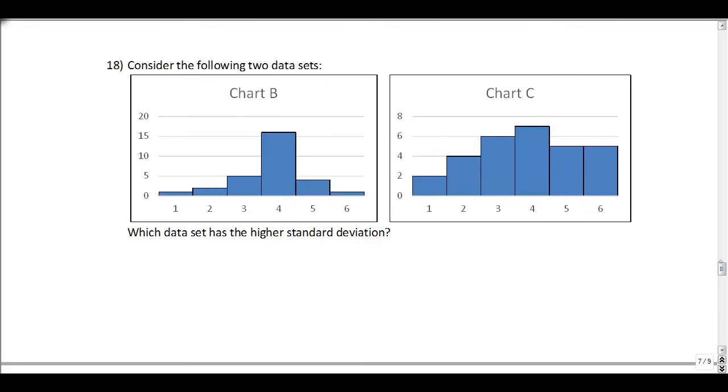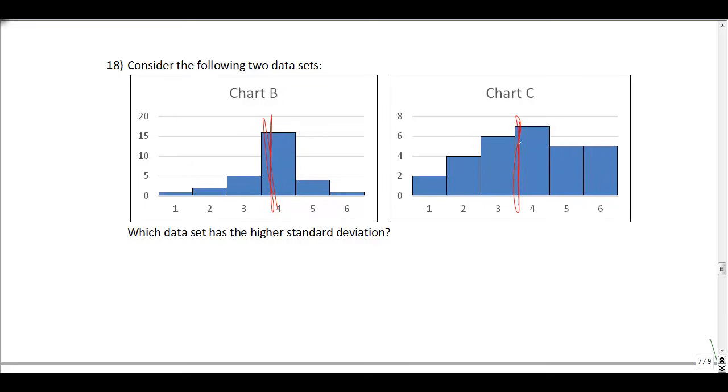Okay, same vein here. We've got 2 data sets, chart B and chart C. Which data set has the higher standard deviation? So if we look at these, really, our standard deviation should be sort of an average-ish distance from the mean. So if I was going to guess the means here, probably something like 4-ish for B, and somewhere like 4-ish for C as well here.